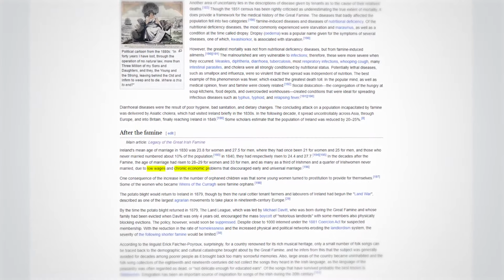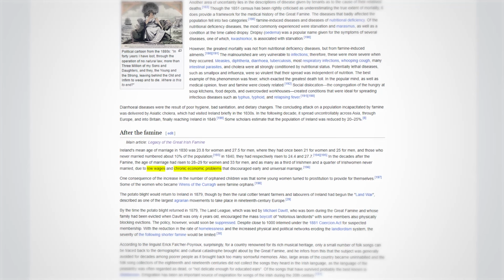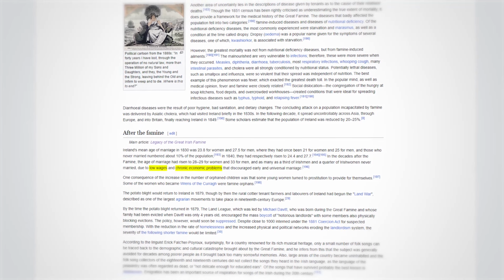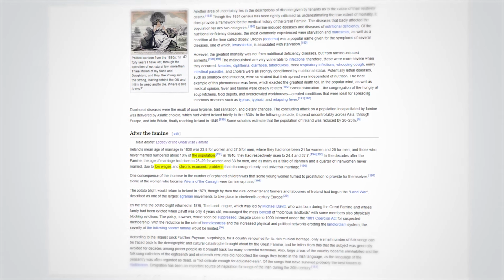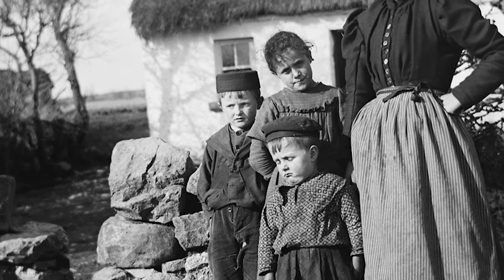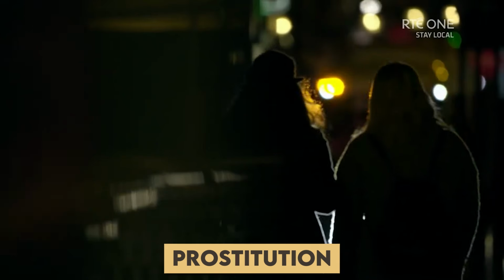Well, it boils down to low wages and tough economic times that aren't exactly conducive to starting a family. This also contributed to the steadily declining population. But here's where it gets tough. With more kids losing their parents to the famine, some young women were left with no choice but to turn to prostitution to make ends meet.